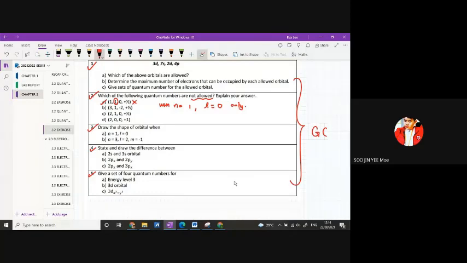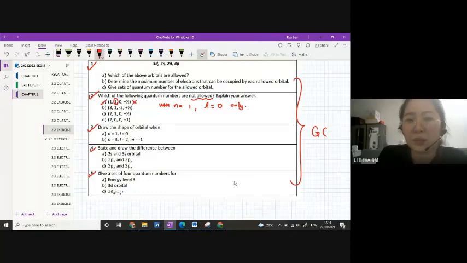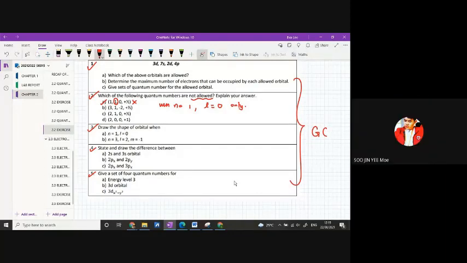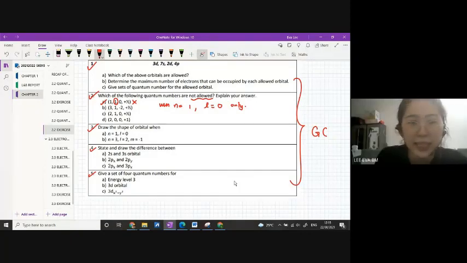Okay, understand. So you interpret to B, to C, to D. See whether they are allowed or not allowed. Kalau yang allowed memang tak payah explanation. Cuma explain yang tidak dibenarkan saja. Alright. Okay, ada soalan lain?